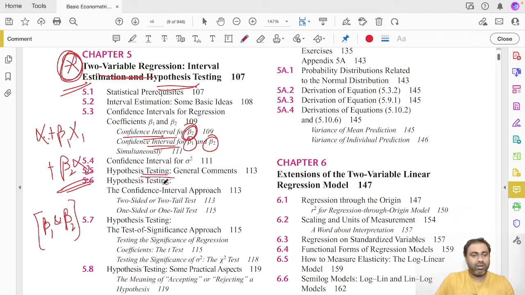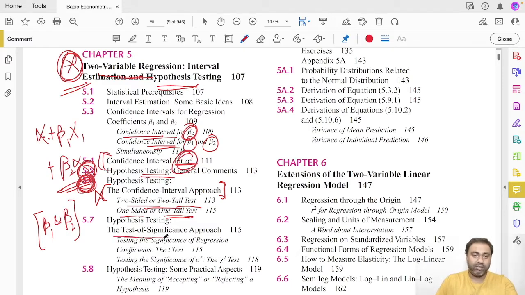Hypothesis testing. What is hypothesis testing? The confidence interval approach. What is this confidence interval? One-sided or two-sided test, that is, one-tail and two-tail tests. Again, this is very important. So 5.6 is very essential, 5.5 is very important, and the confidence interval for sigma square. Again, it is very important.